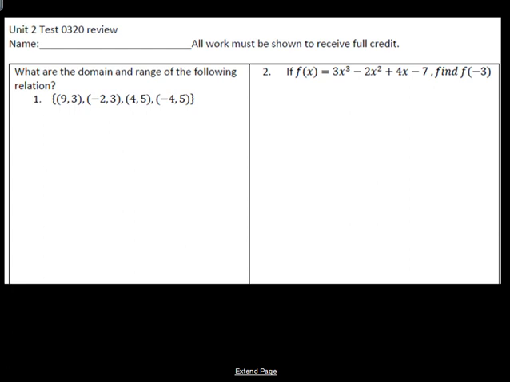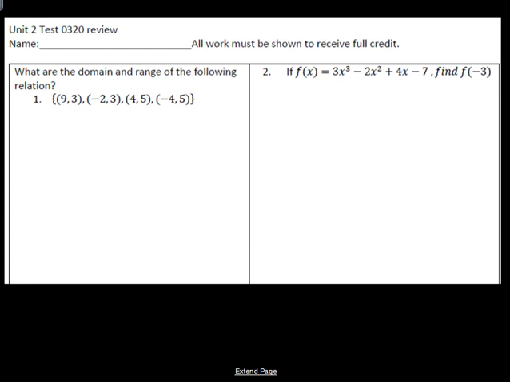Here's a review for Unit 2 for Math 0320. We're going to be dealing with the beginning of functions, function notation, domain, range, and graphing of some functions. Our first question says, what are the domain and range of the following?